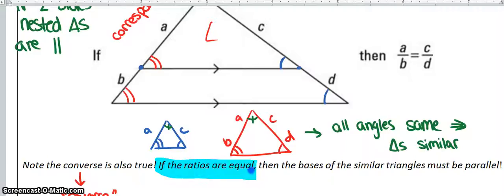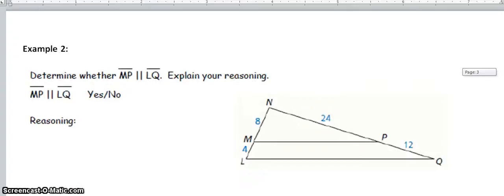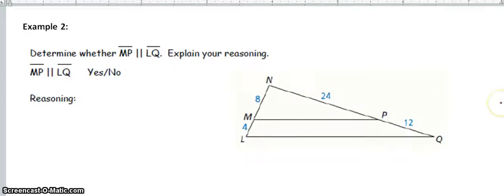I wrote here: if the ratios are equal, then the bases of the similar triangles must be parallel. It doesn't necessarily have to be bases, but like the sides of the similar triangle. So if this is true, then parallel is true. So I can determine whether or not MP, which is right here, is parallel to LQ. I probably don't even want to mark that because that's questionable, but I'll draw a question mark next to it. Okay, so in order for those to be parallel, the ratio of this to this would have to be the same as the ratio of this to this.